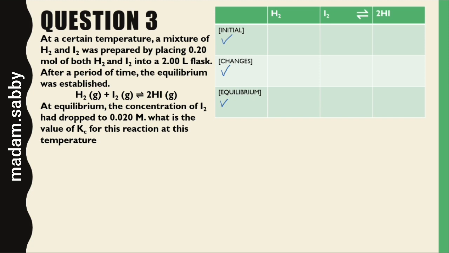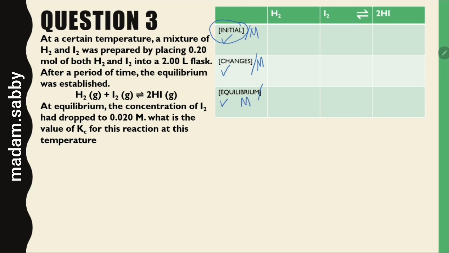So when it involves concentrations, you can simplify your writing with initial and a square bracket, and please don't forget to write down the unit involved. Concentration is in molar, change in concentration is in molarity as well, and equilibrium concentration is also in molar.